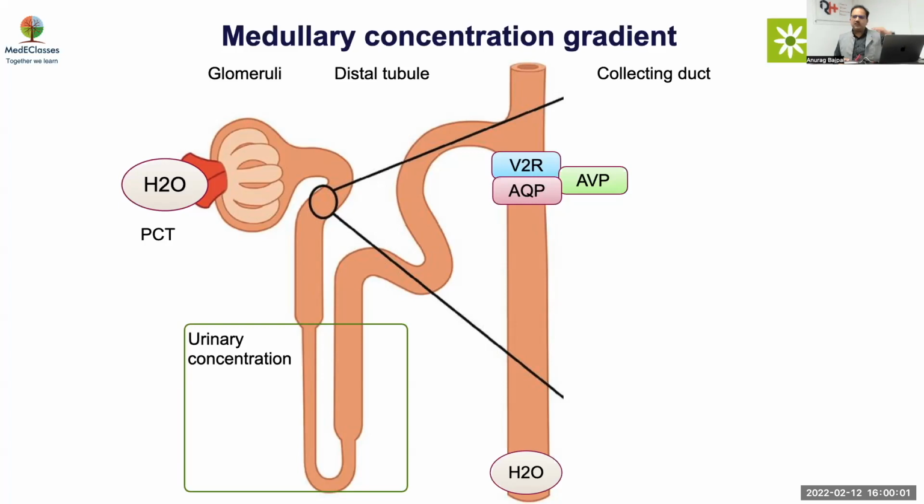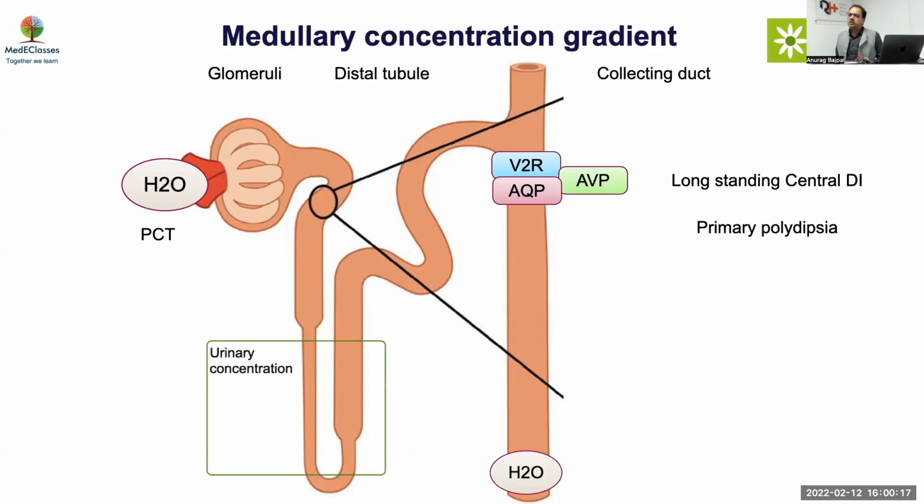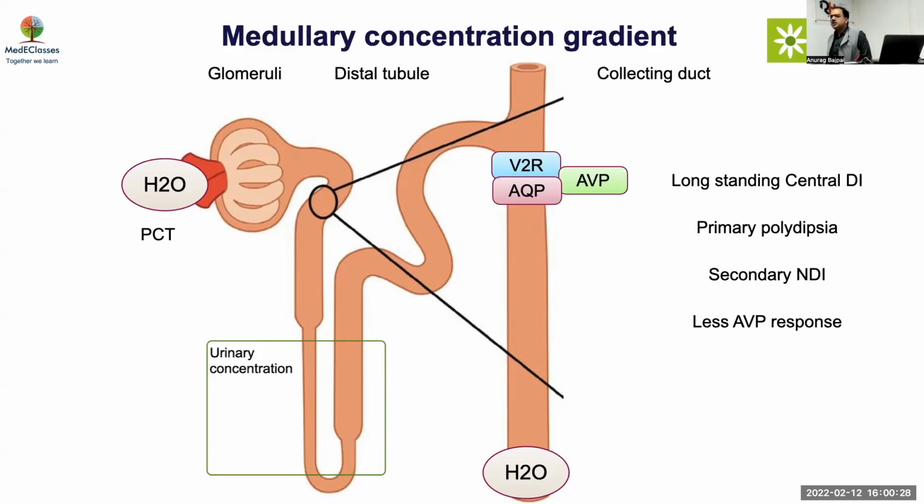That's why the cutoffs have come down. People used to say earlier that the urinary osmolarity should double. But even if it increases by 50%, that means it's a good enough response. And sometimes a delayed response may also be looked at. Now, with long-standing central DI or primary polydipsia, your urinary concentration gradient goes down, and your AVP is not going to help much in this setting. Therefore, it is the secondary NDI which matters. What you do in this setting is use a lower cutoff, or you wait for 24 hours.